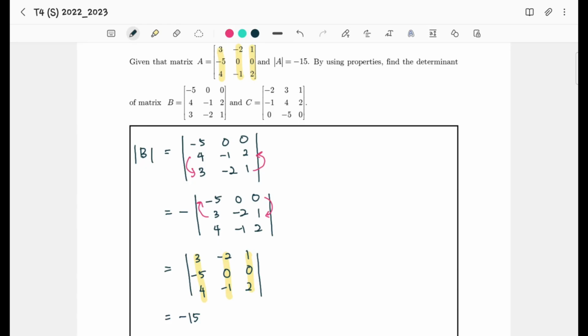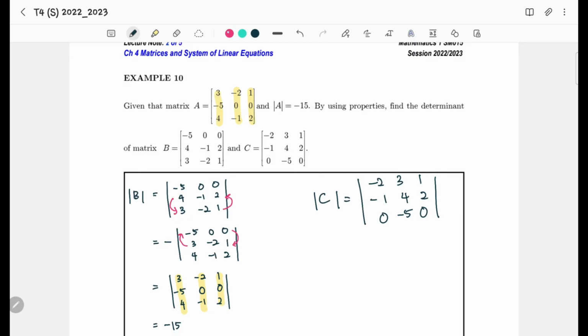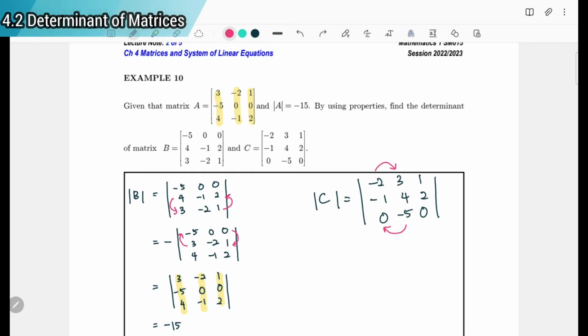Then for matrix C, you can interchange these two columns to get this to the front, negative 5 to the front. You need to multiply by negative, and then you just need to interchange the rows.